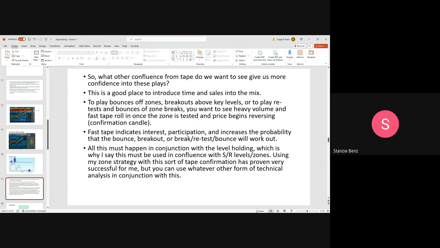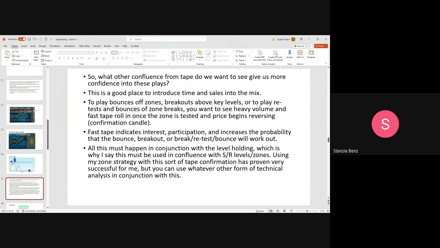So to reiterate, when you're seeing a bounce off a zone or a breakout above a key level, if you want to play that move, you want to see heavy volume and a fast tape start rolling in once that zone is tested. Let's say you're playing the bounce down: you want to see the price going down as tape speeds up and volume goes up. That tells you there's good confidence. There's more sellers jumping in to support this move down, and it's good confidence for you to also jump in and take that trade.